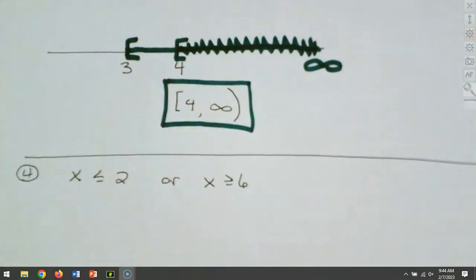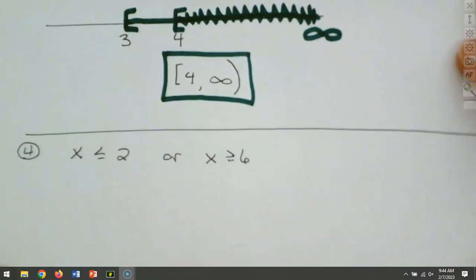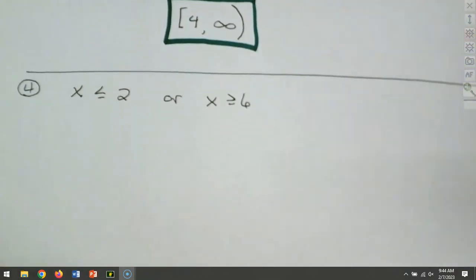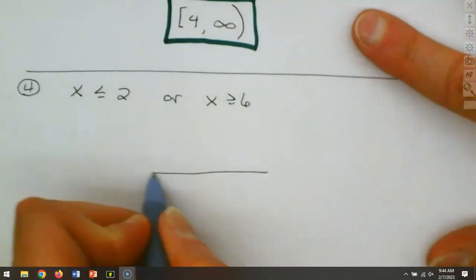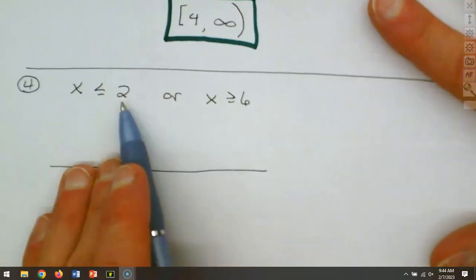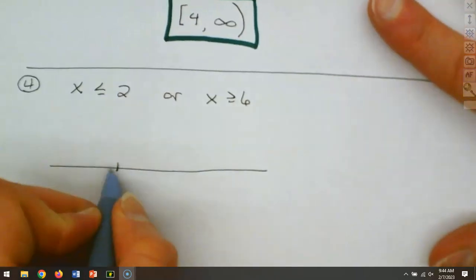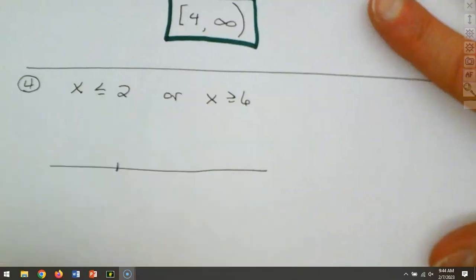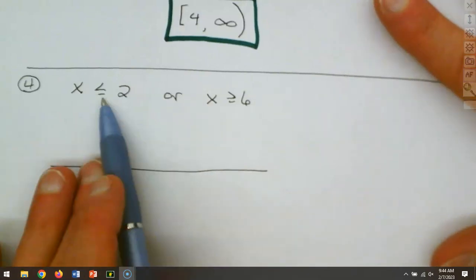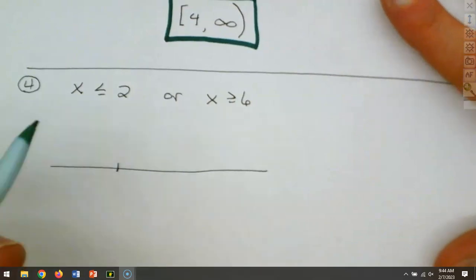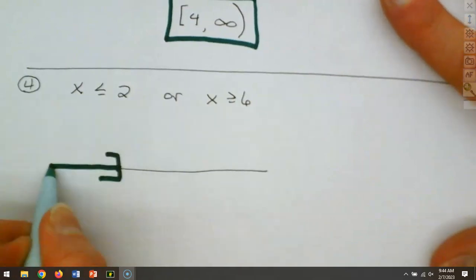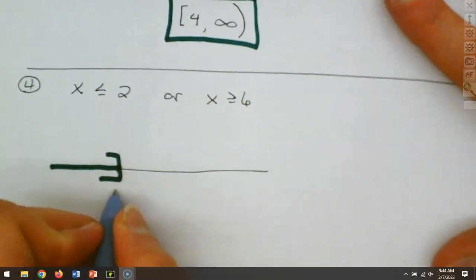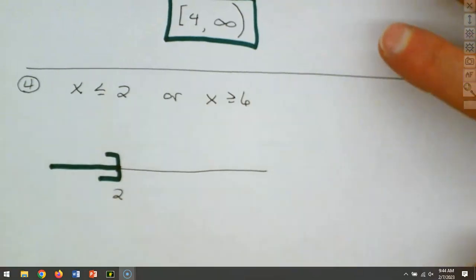This one's actually a little bit easier because we're not going to have to solve anything. It's already done. So we're going to put these on a number line. And our first one is 2, and it is pointing to the left. So we're going to shade back to the left, and we're going to use square brackets, aren't we? So that one would look like this. So here's my 2. There's that piece. Does that make sense so far?